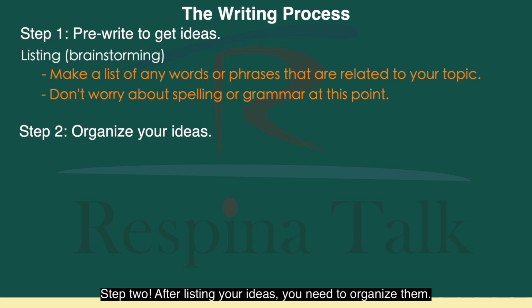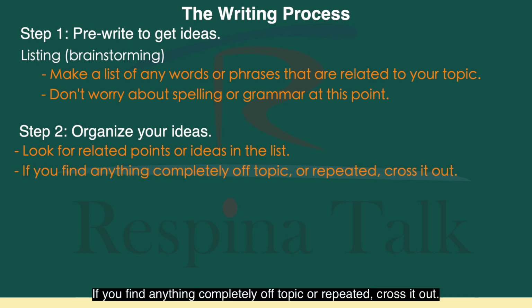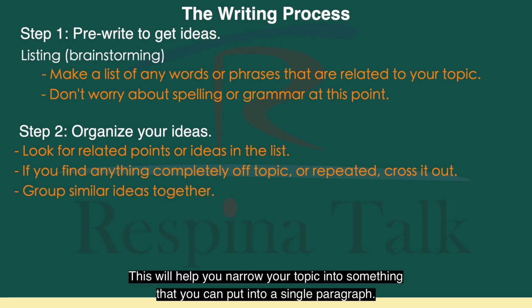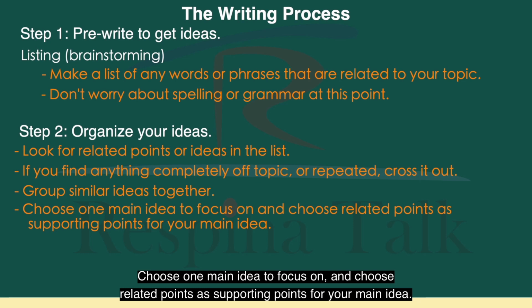Step 2, after listing your ideas, you need to organize them. Look for related points or ideas in the list you brainstormed in step 1. If you find anything completely off topic or repeated, cross it out. Rewrite your list and group similar ideas together. This will help you narrow your topic into something that you can put into a single paragraph. Choose one main idea to focus on and choose related points as supporting points for your main idea.